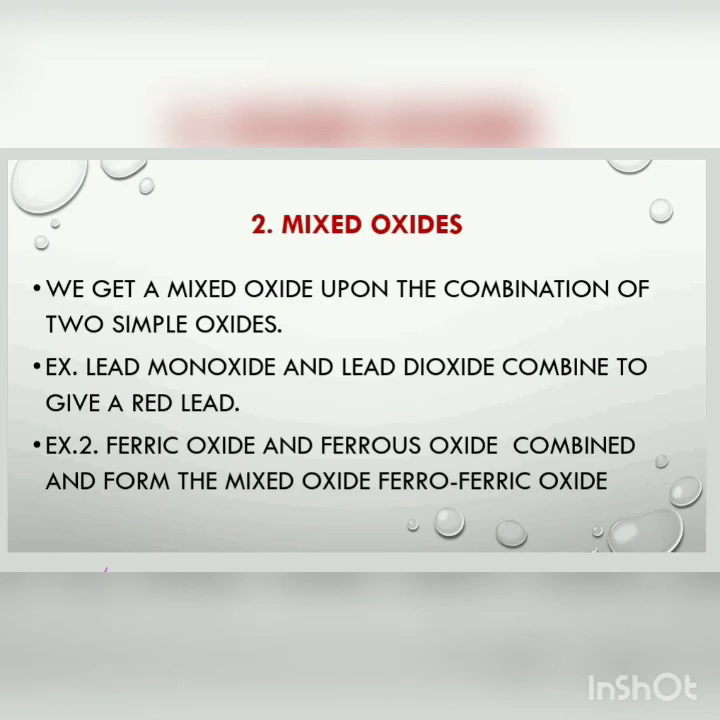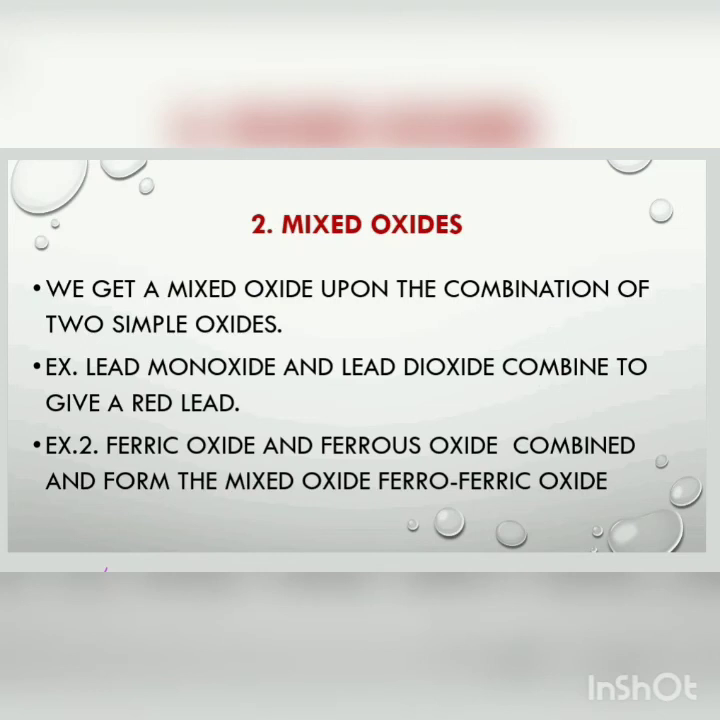So the formula of lead monoxide is PbO and lead dioxide is PbO2. So these PbO and PbO2 combined together give red lead, that is Pb3O4. So this is a mixed oxide. So red lead is known as mixed oxide, right?